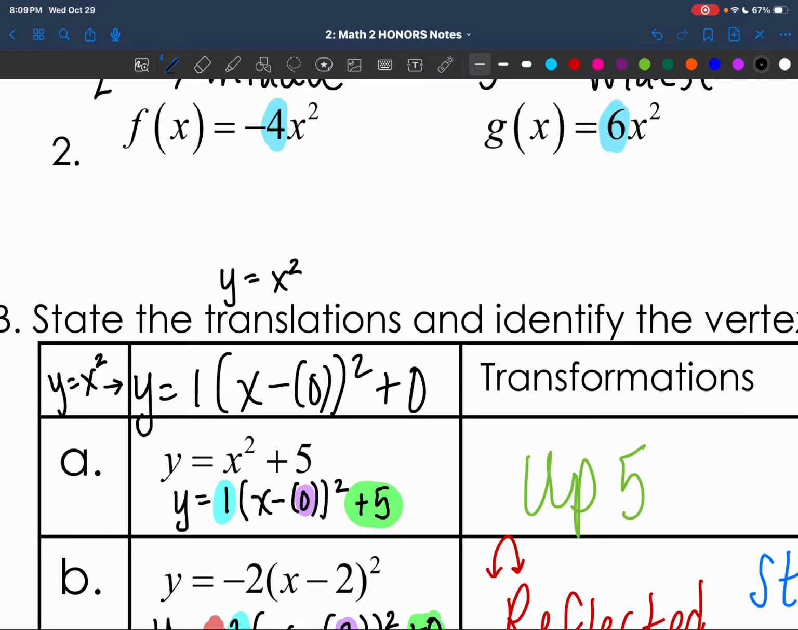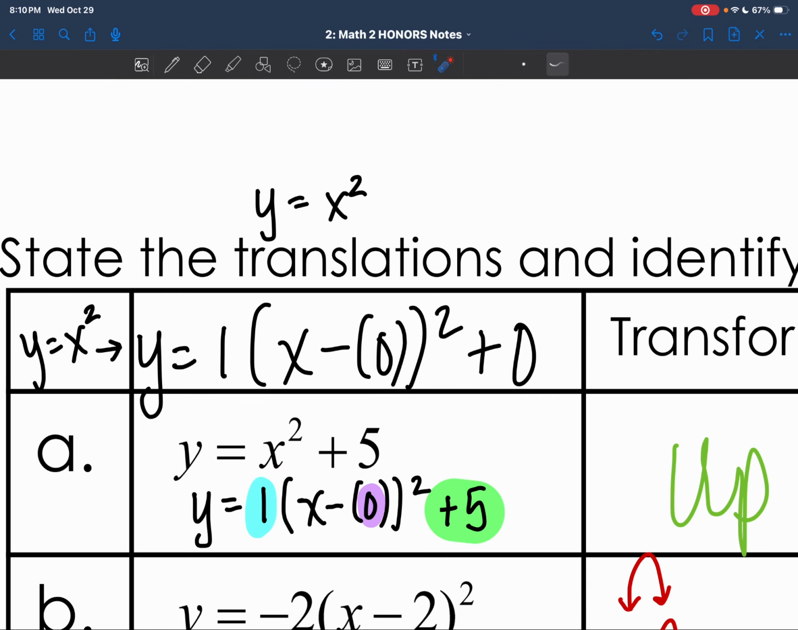So y equals x squared is the same as all of this happening. So we're going to look at a, we're going to look at h, and we're going to look at k. So let's start with the first one. I know I have y equals x squared plus 5.